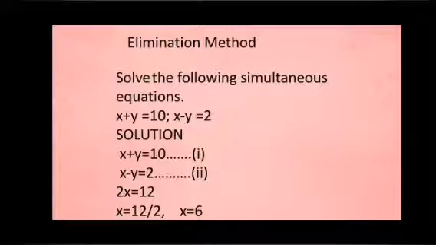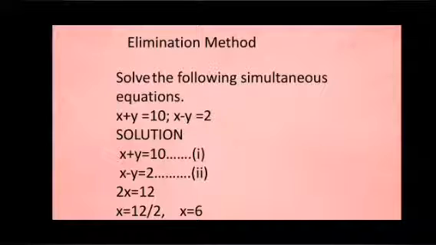So let's solve our equation now. X plus y is equal to 10. That will be our equation 1. X minus y is equal to 2. If you observe the equations very well, I have plus y in equation 1 and minus y in equation 2. The signs are not the same and their coefficients are equal. So I will go straight to eliminate y by adding equations 1 and 2.